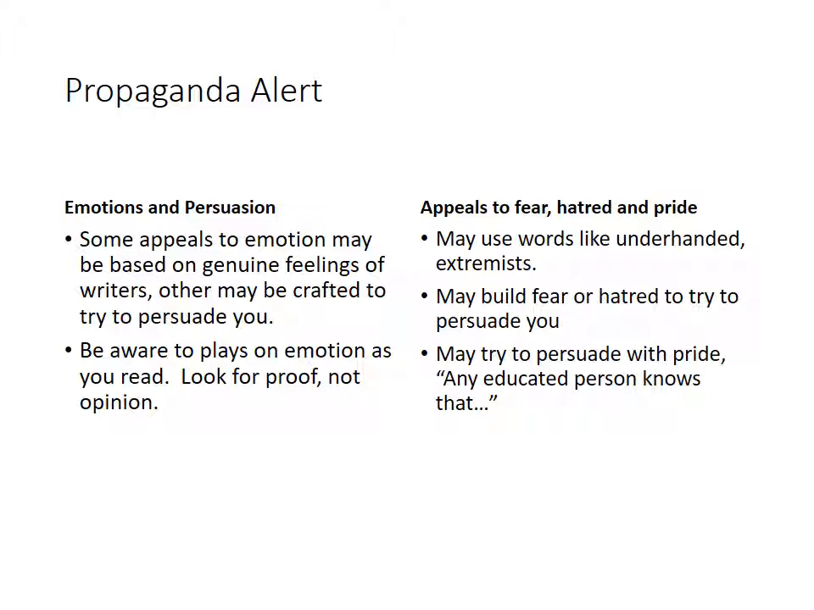Another type of propaganda is emotions and persuasion. Some appeals to emotion may be based on genuine feelings of the writers, and others may be crafted to try to persuade you. Be aware of plays on emotion as you read. Look for proof, not opinion. Appeals to fear, hatred, and pride. They may use words like underhanded, extremists, to build fear or hatred to try to persuade you. They may try to persuade with pride, as if any educated person knows that. So those appeals can be used to try to make you think that you should be feeling one way or another. And again, you're always looking at the facts.